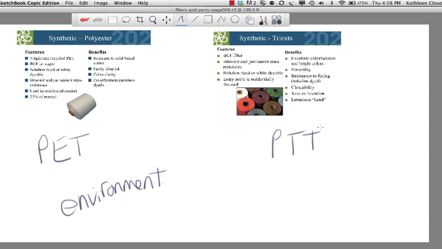fiber extruder. Triexta features include inherent and permanent stain resistance, ability to produce bright colors, good abrasion resistance, resistance to fading, cleanability, a luxurious soft hand, if you will, and texture retention. As a new fiber, its uses in markets are still to be determined, but entry point is residentially focused with this one.